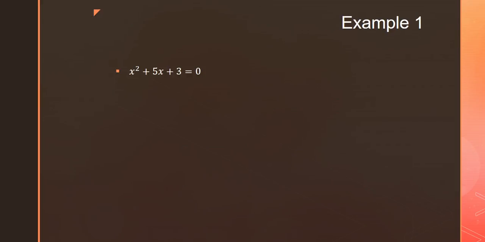Example 1, x squared plus 5x plus 3 equals 0. This looks like a pretty easy problem. I wish I could factor, but the only thing that goes into 3 is 3 and 1, and that does not make 5. So I know this can't factor, so I have to use my quadratic formula. Again, I'm going to write down the formula.